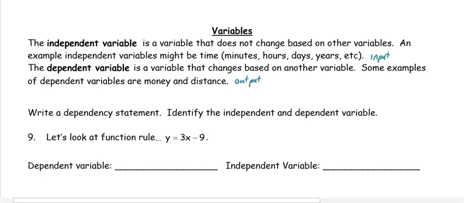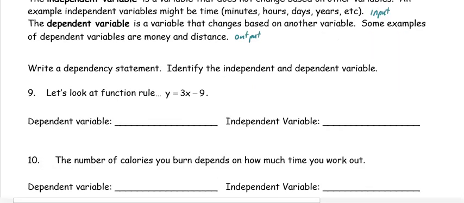So we're going to write a dependency statement and identify the independent and dependent variables. When we write a dependency statement, we're going to have the dependent variable depends on the independent variable. So let's build up to this. So first we're going to look at just the function rule. So in the function rule, we have y equals 3x minus 9. So the independent variable, think about it as the input. That would be our x that we put into the equation. And then y is our dependent variable. It's what we get out of the equation.